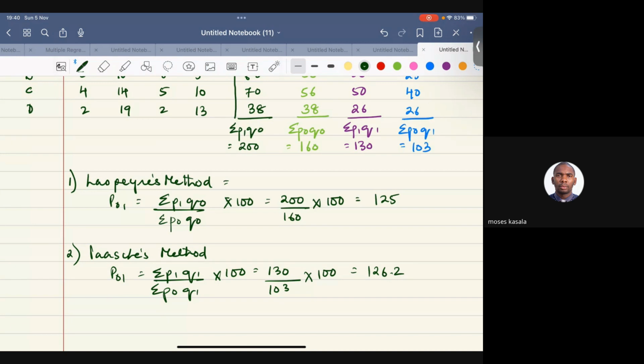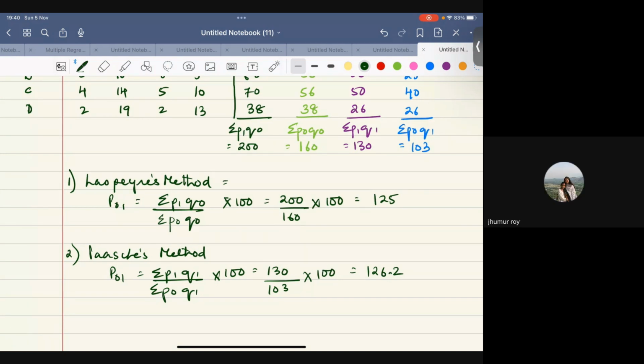So we can take this as 126.2. As I told you in yesterday's class, over here I'm just putting till 1 decimal just for convenience, but generally in statistics, we always take values till 3 decimal places.